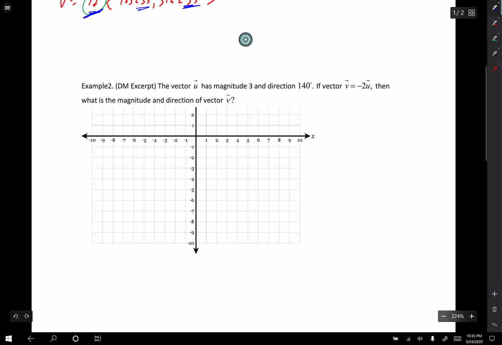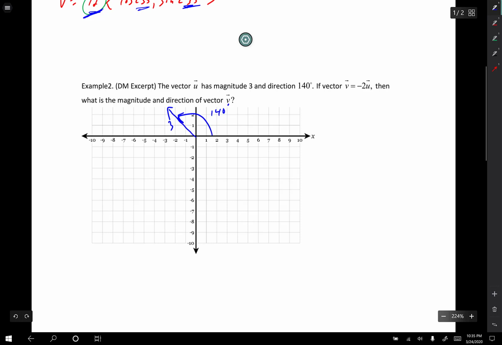All right, vector u has the magnitude 3 and direction 140 degrees. Okay, so this is going to change because I see a negative there. If vector v is negative 2u, then what is the magnitude and direction of vector v? All right, so 3 at 140 degrees. So I look something like this. It's not accurate. 140 degrees is somewhere in quadrant 2. So I'm going to say here's 3, and here's my angle at 140 degrees.